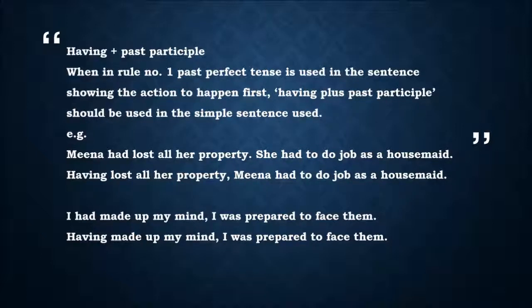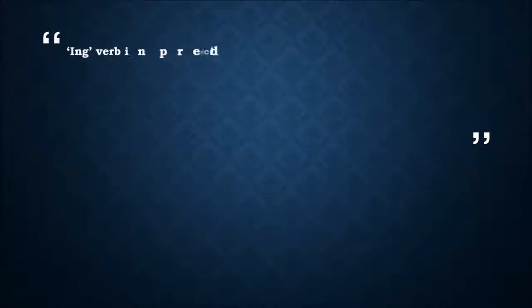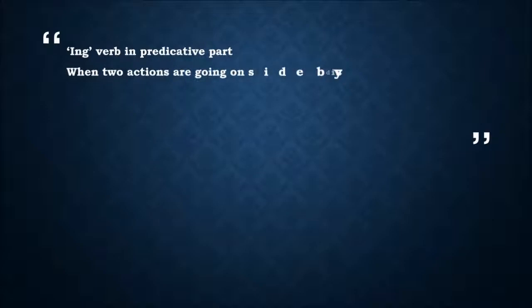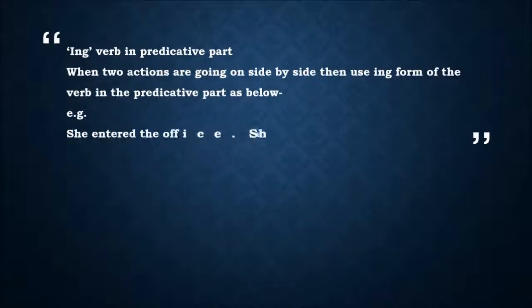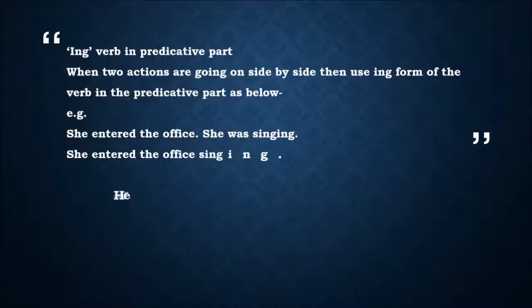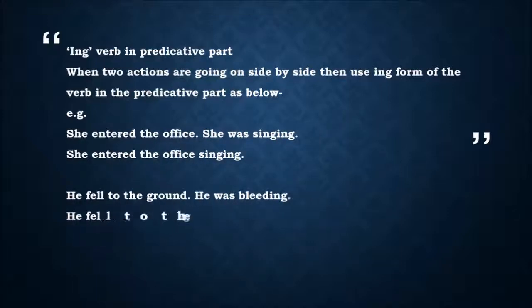I had made up my mind. I was prepared to face them. Having made up my mind, I was prepared to face them. 3. Ing verb in predicative part. Two actions are going on side by side, then use ing form of the verb in the predicative part as below. E.g. She entered the office. She was singing. She entered the office singing. He fell to the ground. He was bleeding. He fell to the ground, bleeding.